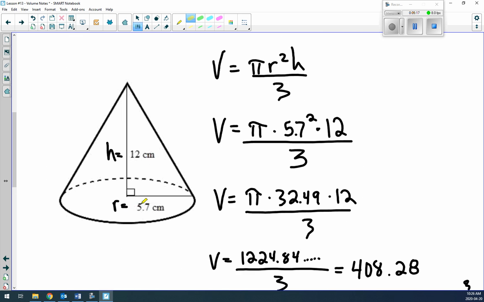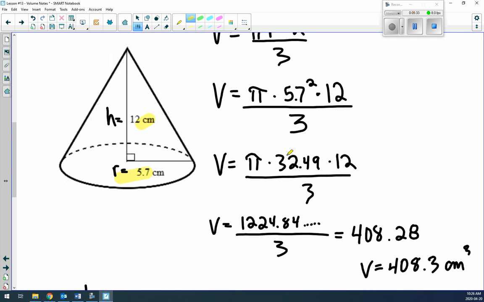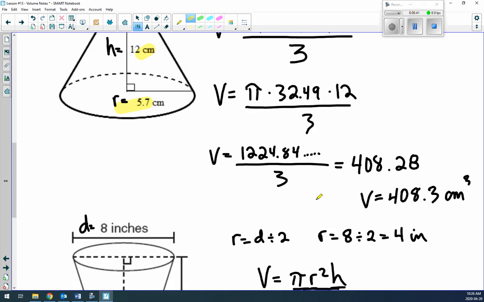So right away, we got the radius, 5.7. We got the height. That's the internal height. That's different because there's something called slant height, which we can talk about in a different lesson. So we plug in the numbers. The radius is 5.7, so 5.7 squared. The height is 12. Again, you got to do the math. You got to do this exponent first. So 5.7 squared is 32.49. Multiply everything together, then divide by 3. And we end up with, and you'll see this, 1224.84 dot, dot, dot.